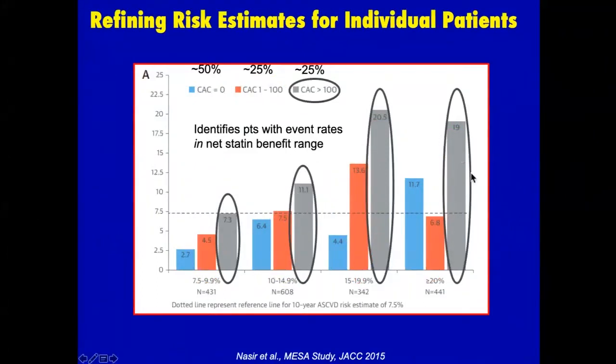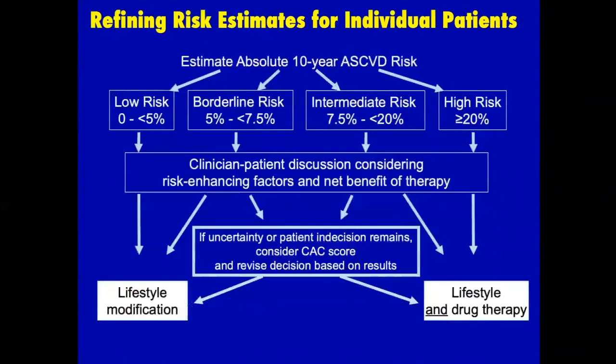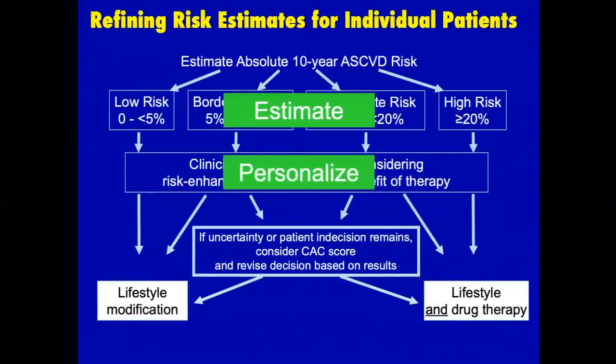Okay, and again, you're not going to do it in this category, but you're going to do it in 7.5 to 20% and maybe some who are between 5 to 7.5% 10-year risk. So this is how we are. Low risk, lifestyle modification. If you are high risk, lifestyle modification and medication therapy. If you're in this borderline risk, do a discussion, look at risk enhancers. You're still uncertain. The patient does not want to take statin therapy for their entire life. Do a calcium score and then decide where you fall. So again, estimate, personalize, reclassify. Those are the three steps.